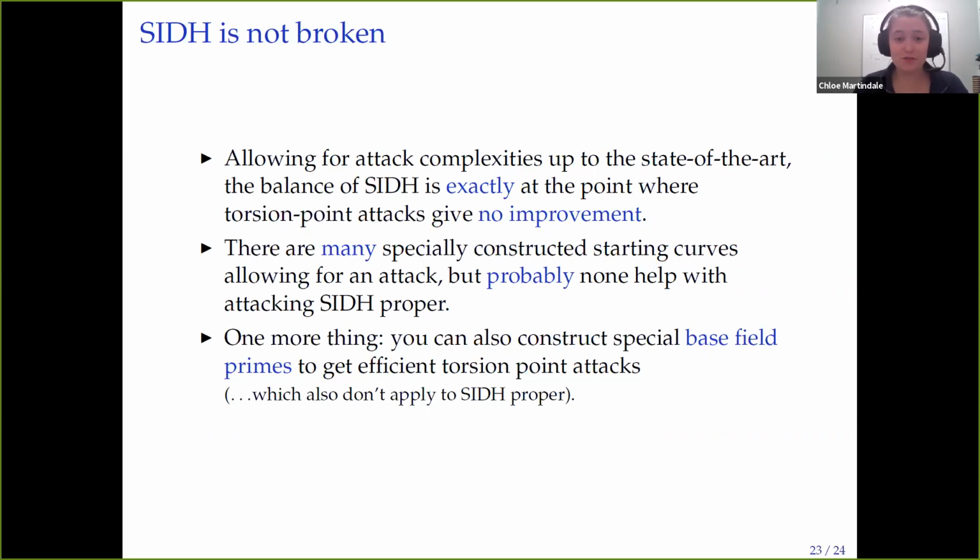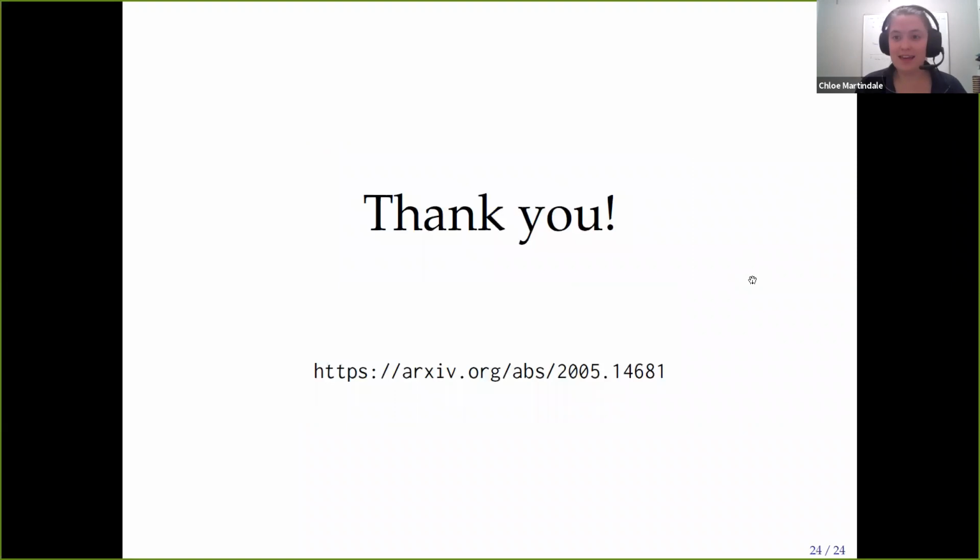One more thing I haven't had time to talk about is that you can also construct special base field primes. So that's where the coefficients of the elliptic curve live, to get efficient torsion point attacks, which of course also don't apply to SIDH proper, but it's also kind of a fun thing you can do to construct broken things. So I think that's pretty much all I had to say, and I'd be happy to have any questions.